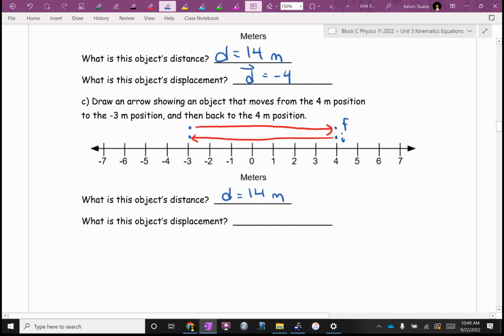What's this object's displacement as a number exactly? Yeah, you. Where did we start? Where do we finish? What's our change in position as a number exact? Yes. Is that helping you figure out the difference between distance and displacement? Okay.